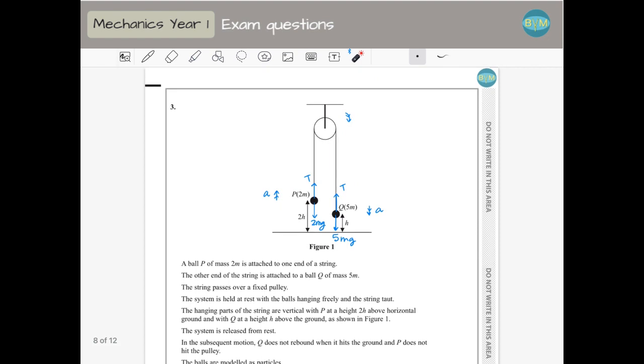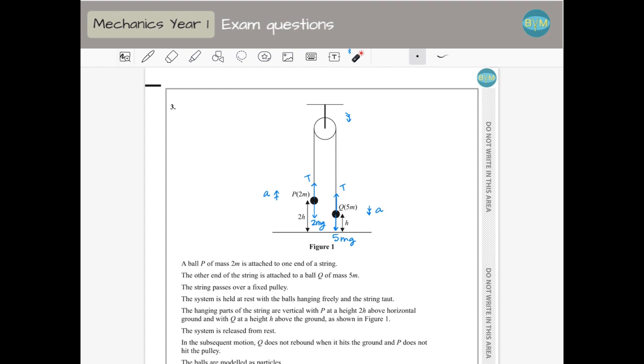So P is this one here. What is going to happen is this one is going to move h up, and Q is going to move h down and stop because it says it doesn't rebound. So when this stops, the tension is gone. It's like if I don't have a string. So after this one moves h up, it's still going to move up, like if it's projected up with a velocity, but I don't have any more forces. So this one is moving with two different motions. The first one is an accelerated motion up, and then the second one is decelerated until it stops. So we're going to find both of them.